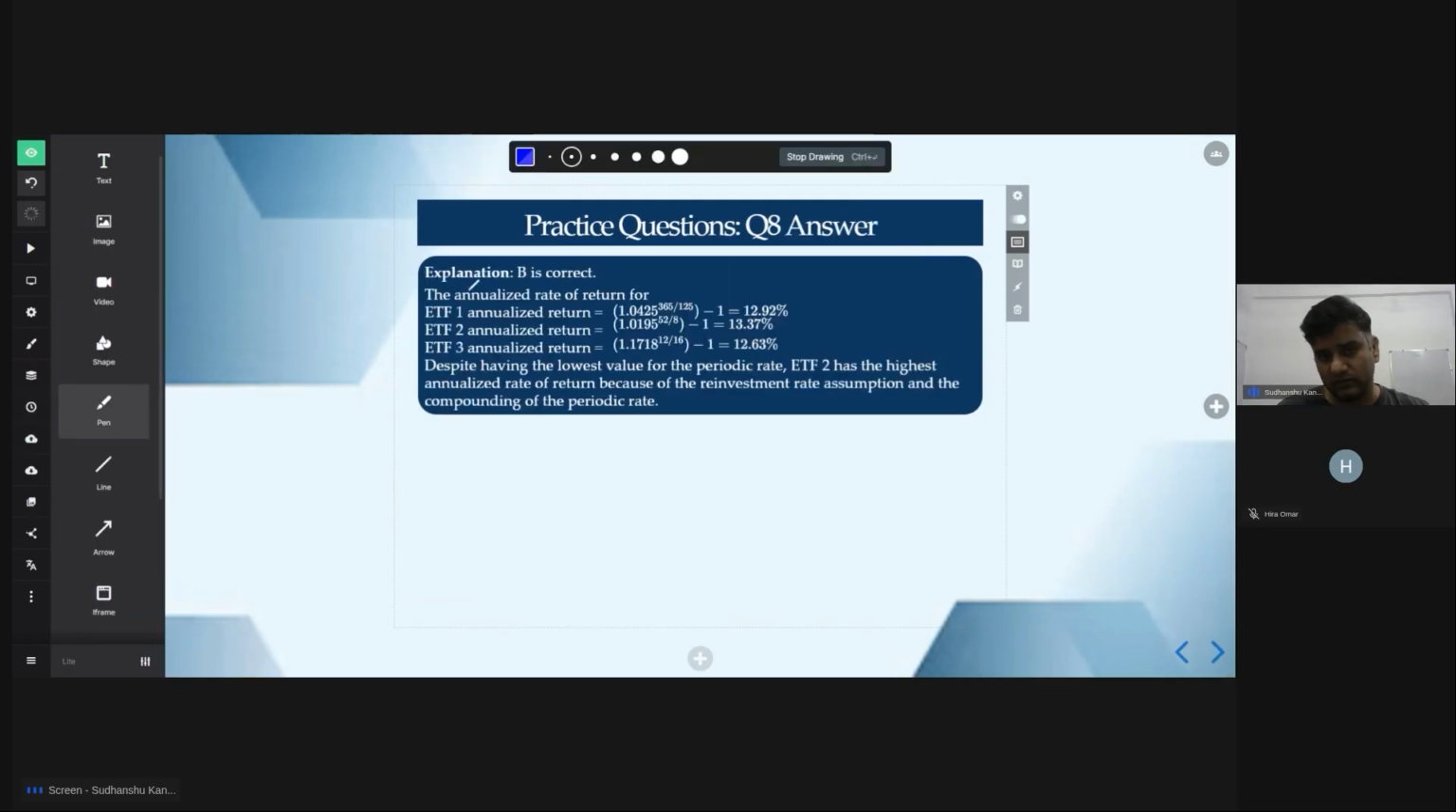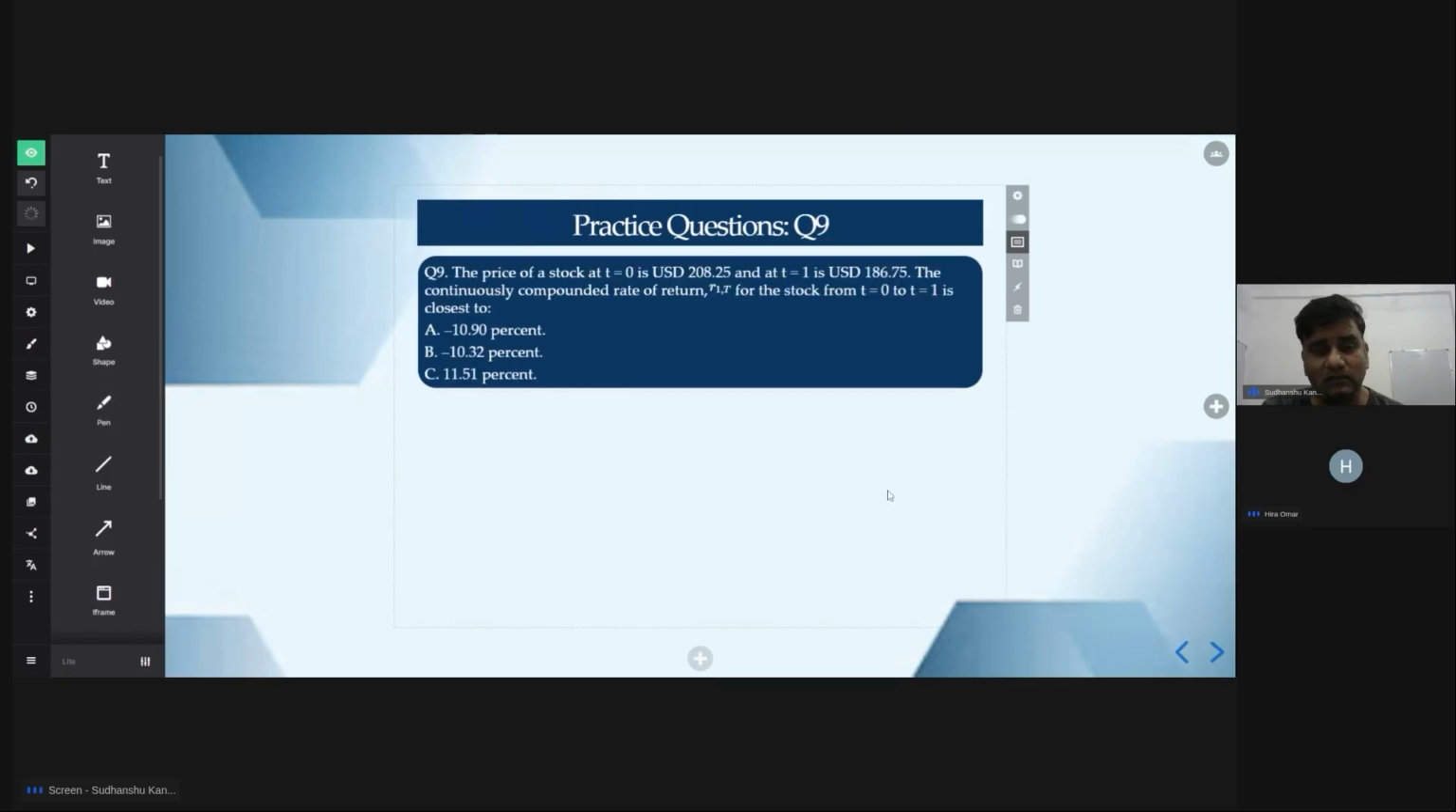Very, very straightforward. ETF1, how it is calculated: 365 by 125. If you go for ETF2, 52 by 8. You can do 365 by 56 also, I'm not denying, but 52 by 8 is better. And 12 by 16 is again better. So you're saving your time, and then you realize that out of these, the biggest one is 13.37, so that is the highest annualized rate of return.